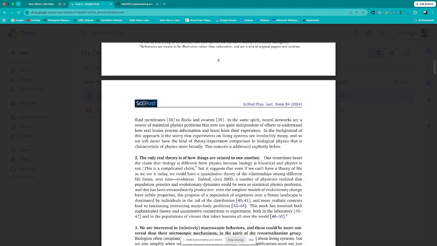And so the idea is that you can't apply theory to biology because it's historical and it's contingent on things that happened long ago, or on prior states that you can't observe. And physics, of course, is not that way. Of course, physics is kind of that way in some systems. But putting that aside, it suggests that we can't have a theory of life as we see it today. We could have a quantitative theory of the relationships among different life forms over time. Circa 2000, a number of physicists realized that population genetics and evolutionary dynamics could be seen as statistical physics problems, and this has been extraordinarily productive.